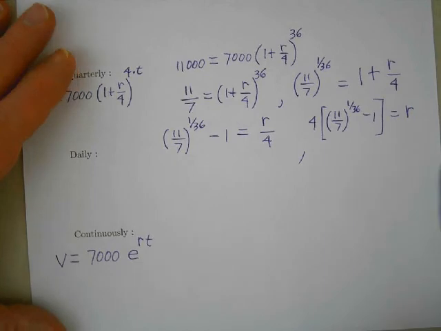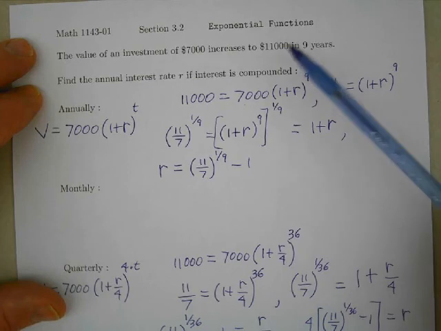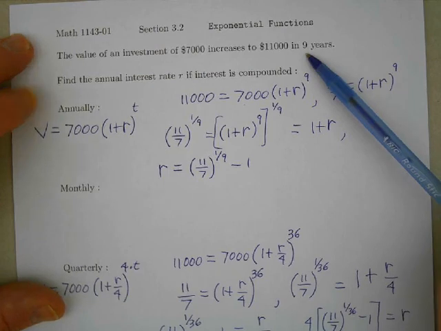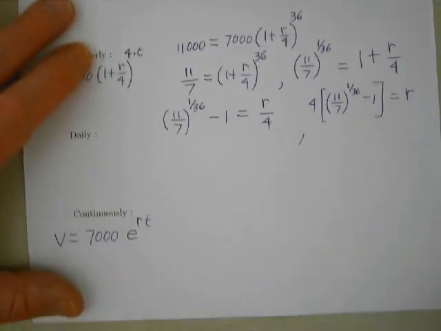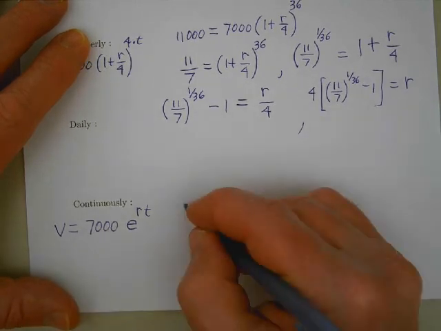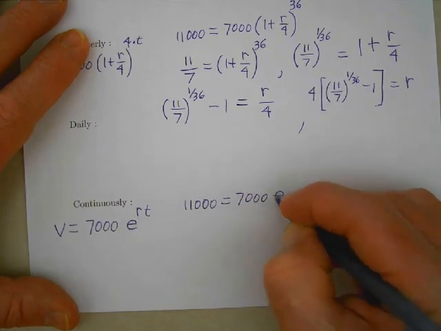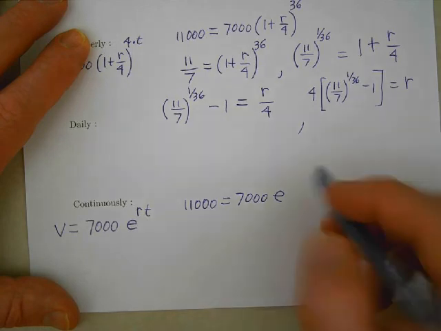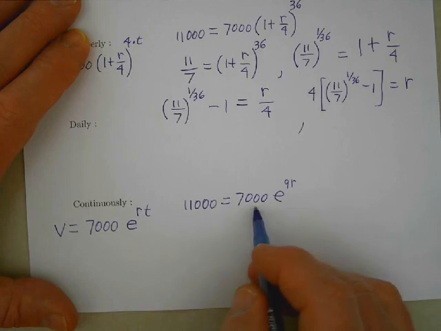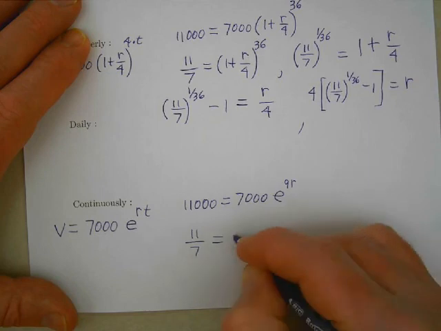Okay, but in the given problem, if you remember, the value of the investment will be $11,000 when the value of t is 9 years. So down here we'll replace v with 11,000. 11,000 equals 7,000 times e, and we're also replacing t with 9, so e to the 9 times r. Then divide both sides by 7,000 again, and we get 11 sevenths equals e to the 9r.